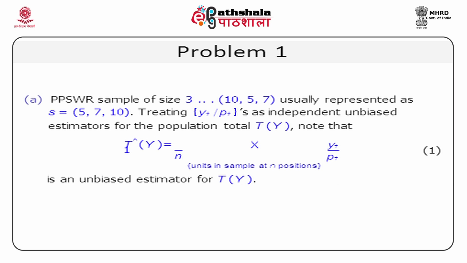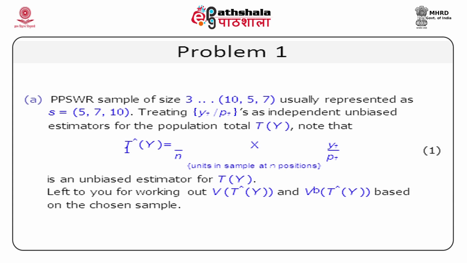Now, as you know, the theory says you have to treat y_i over p_i as independent unbiased estimators of the population total. Therefore, you simply take their average. So, T hat y is expression number 1: (1/n) times the summation of y_t over p_t for all the units in the sample at different positions. Because it is with replacement, even if there is a repeat, you count it as it goes, and this expression 1 tells you it is an unbiased estimate for the population total. I leave it to you to work out the expression for variance and V hat of T hat based on the chosen sample. These are all given in the text. There is nothing difficult about it.